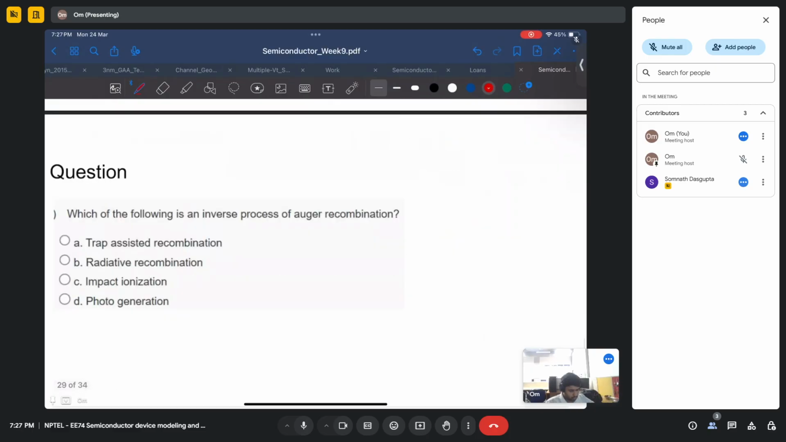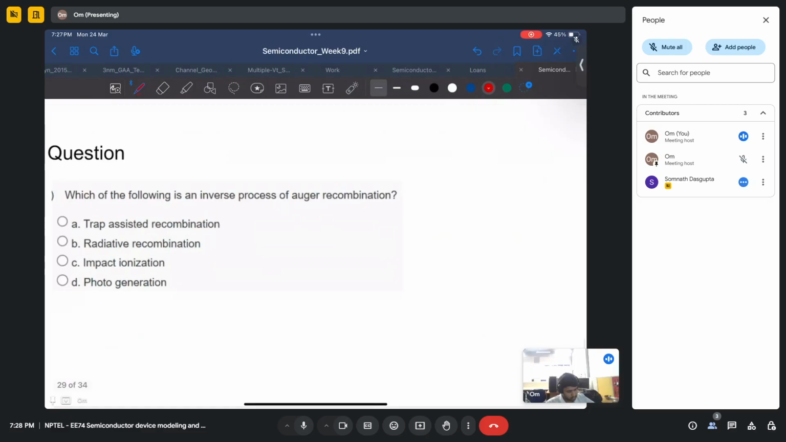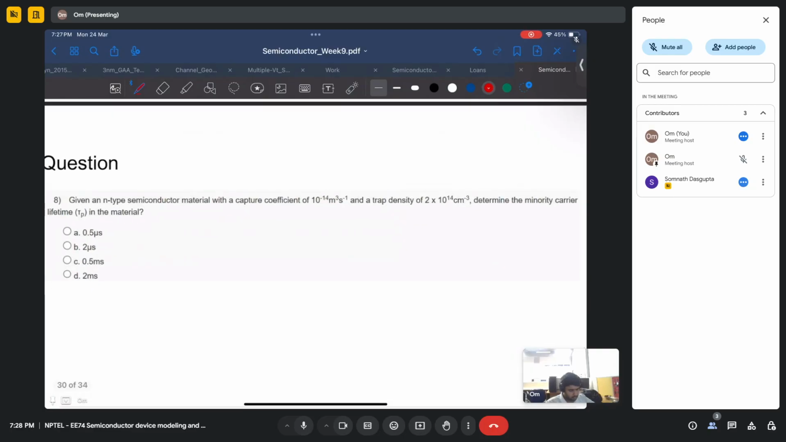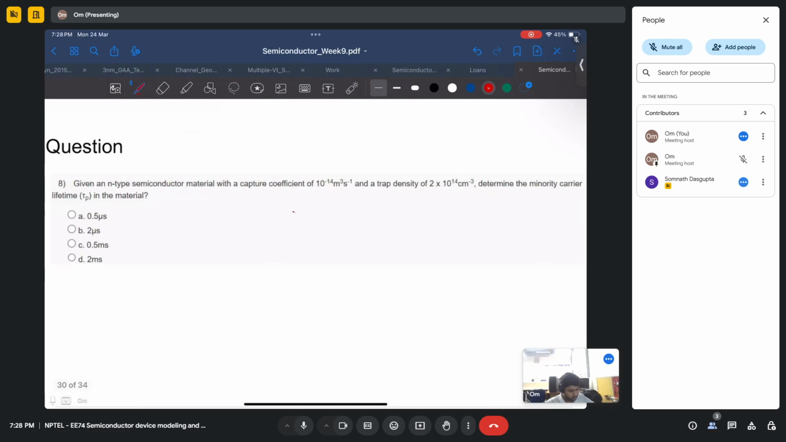Okay, so this is repeated. What is the inverse of Auger? It is impact ionization. This question is also similar to what we have already done, so I'm not going to solve it. I think we saw tau t is 1 by Cp times Nt. So with this you can solve this one. So just calculation.